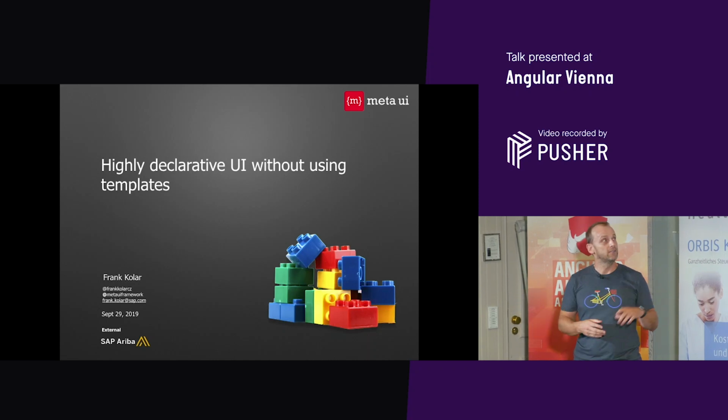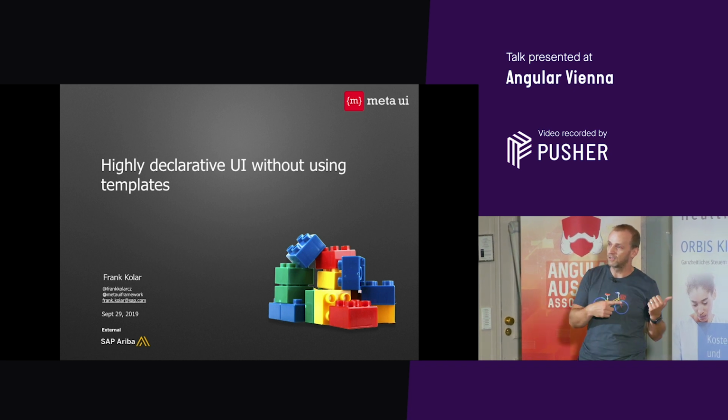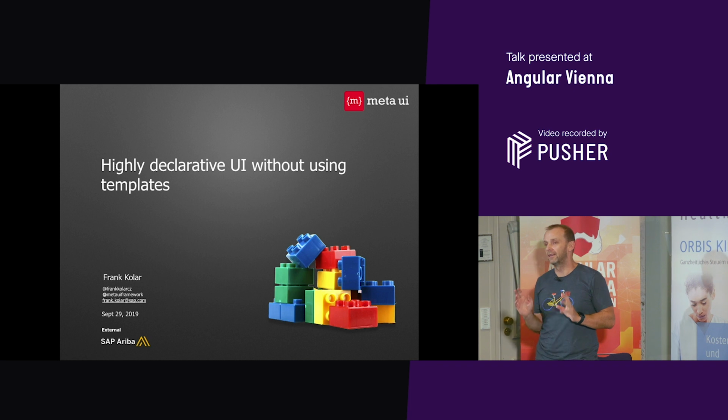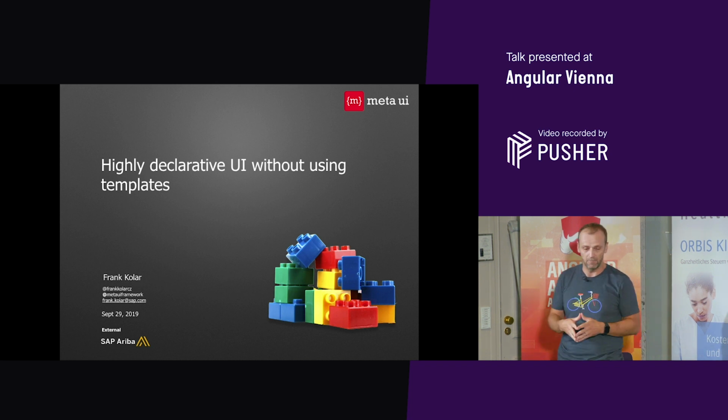For today, as you can see, highly declarative UI without using templates. What is it? In other words, what this is trying to tell you is that I will show you a different way how UI can be built today in order to give you all the freedom, so you can actually write way less code with way more consistency. Because this is what we want. We don't want to produce way too much code, because we have to maintain all of this, right?